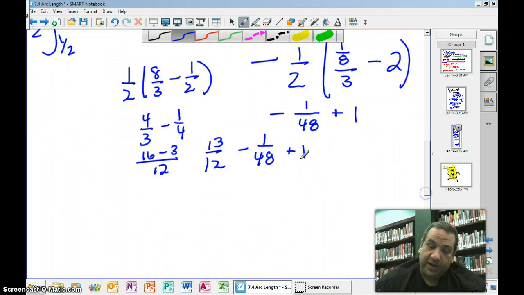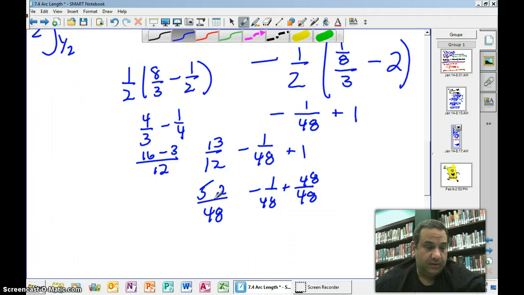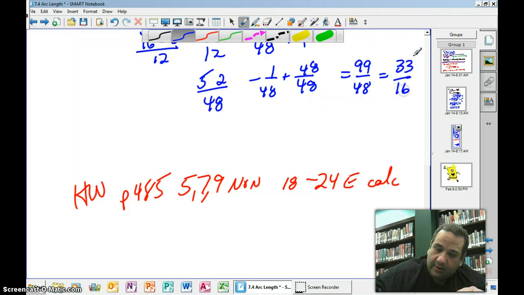I'm going to common factor 48. So that's 48 over 48, and that's negative 1 over 48. I can multiply the top by 4, so I'll get 52, and 52 minus 1 is 51. Hopefully this is good. And so we got 52 and 48 is 100 minus 1. We're going to get 99 over 48. If you wanted to simplify that, that's 33 over 16. Done.